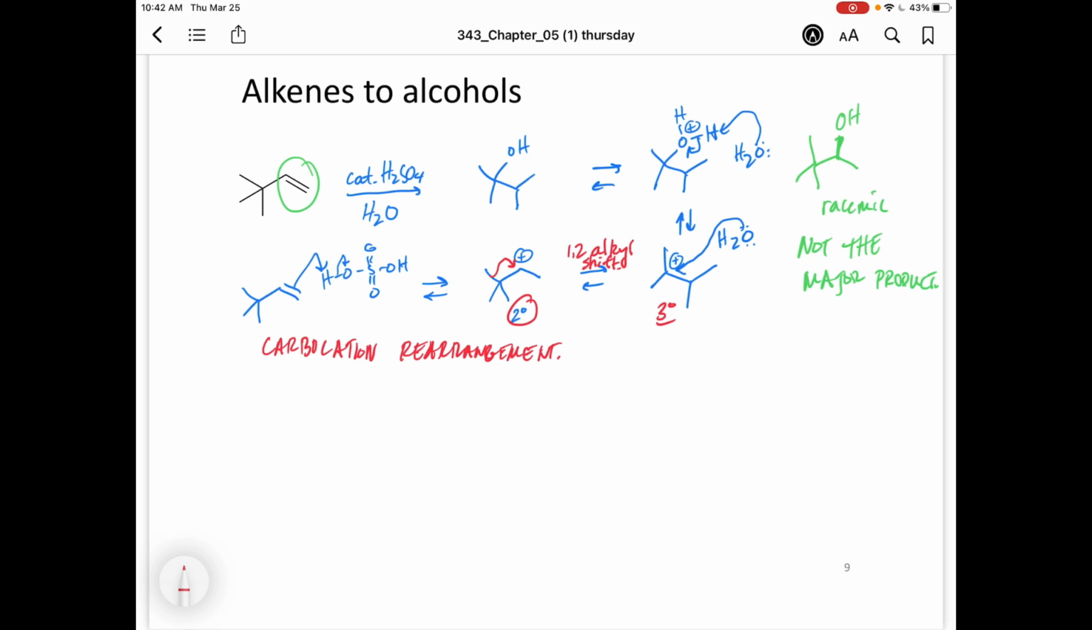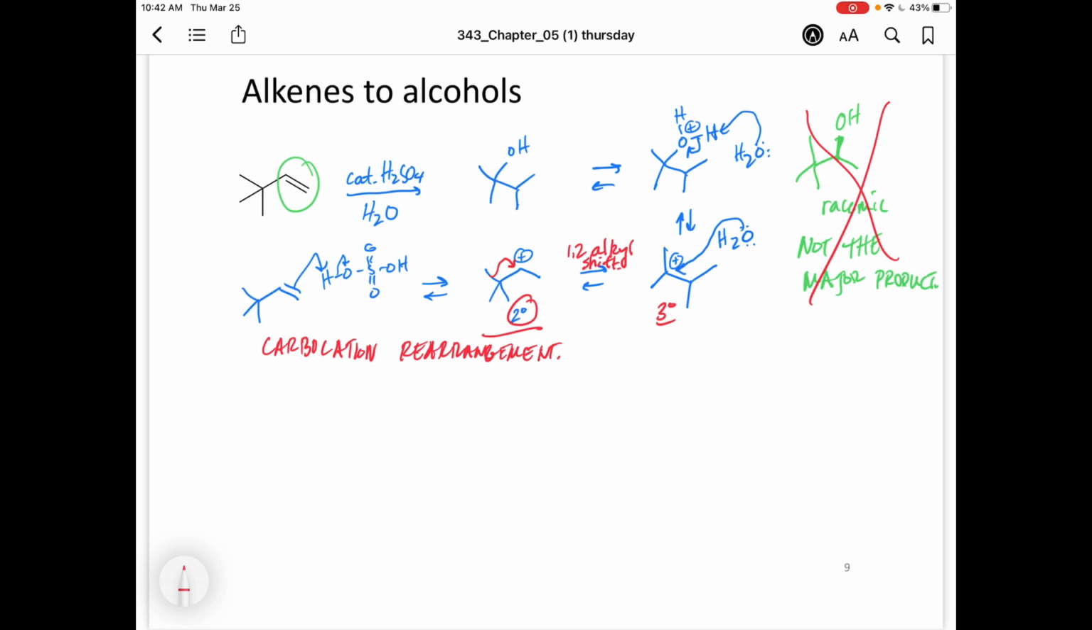Notice again, our arrow is going from electrons, so we never move the carbocation, so you never use arrows on those carbocations. So this doesn't form. We don't add our alcohol here to the secondary carbocation because we can form a more stable one.